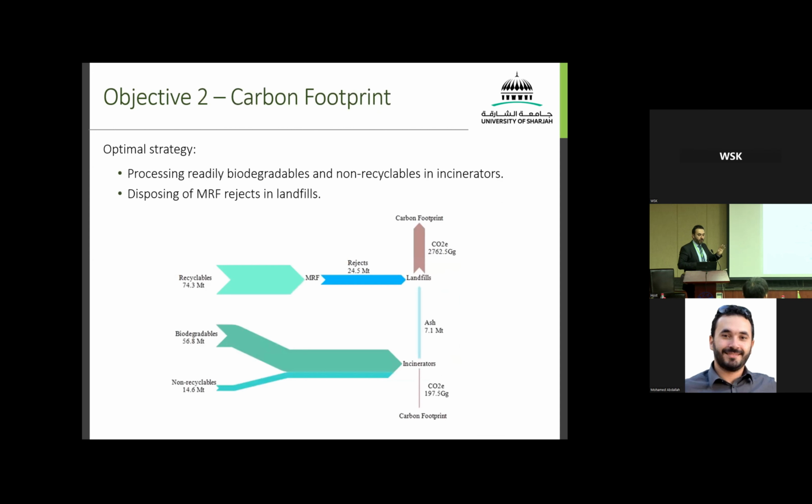In the objective number two, when we wanted the least carbon footprint, things changed a bit. So the recyclables were supposed to go to the MRF, and the biodegradables and the non-recyclables would go to incineration facilities because of the biogenic carbons, of course. So that's why it yielded the least carbon footprint. So the second system would be entirely incineration, no AD in there, because the digestate that comes out from the digestion process would have a high footprint, depending on how you're going to use it.